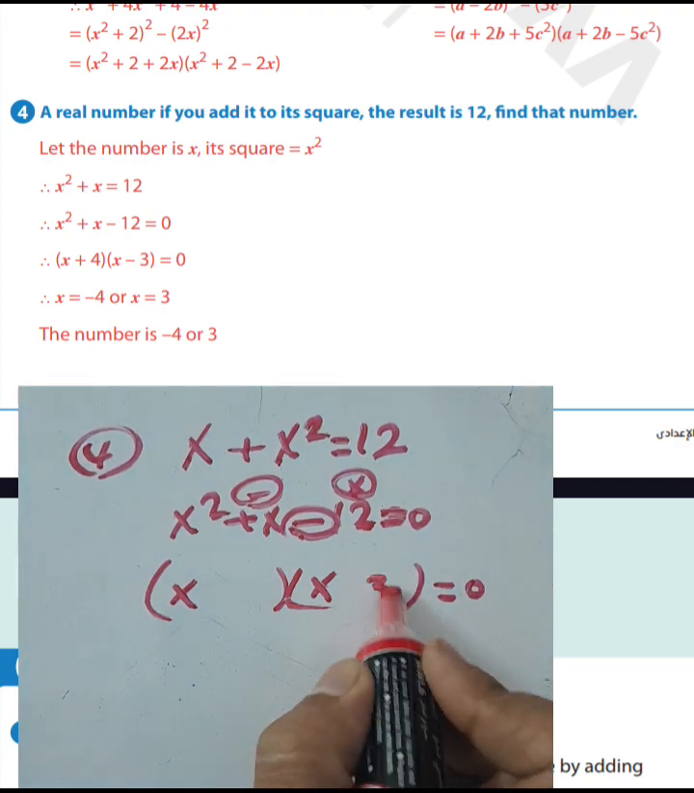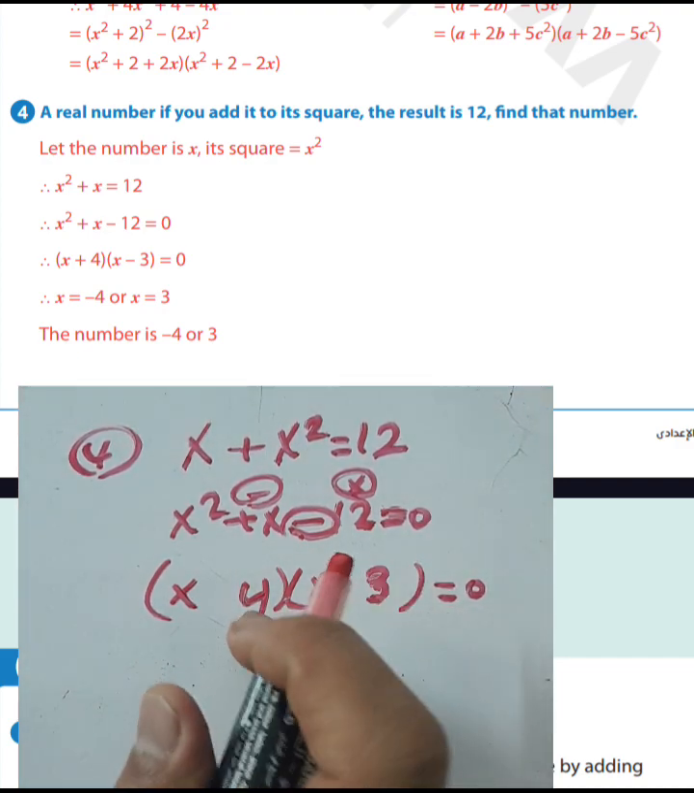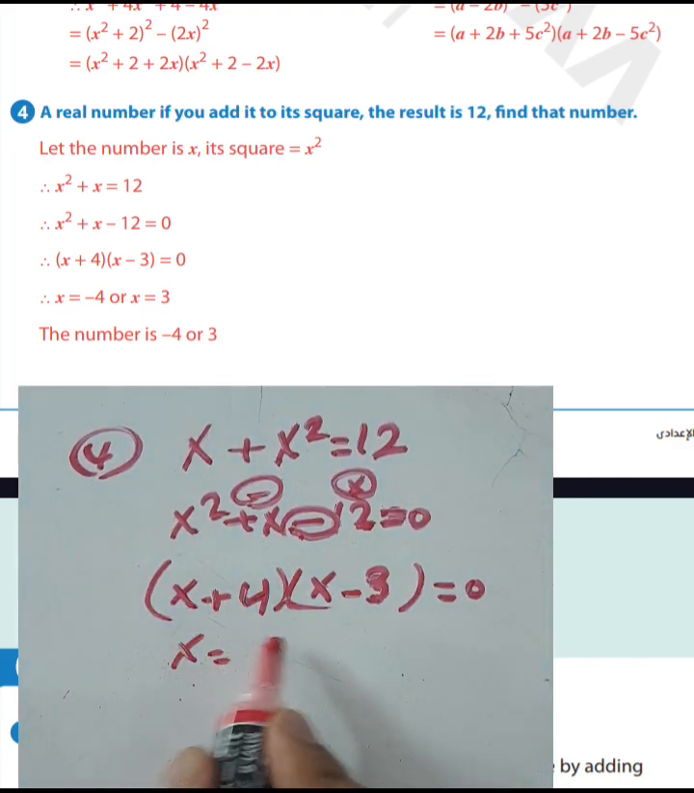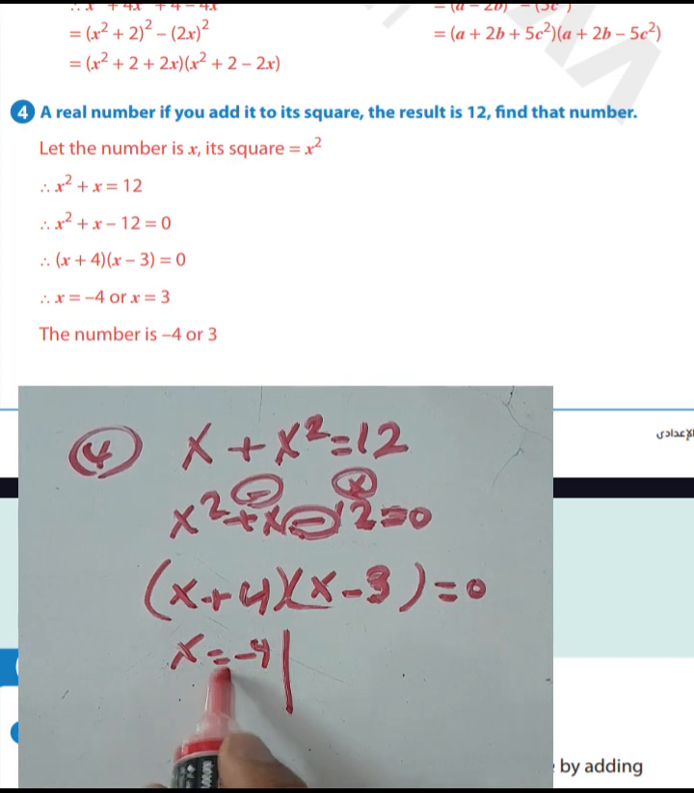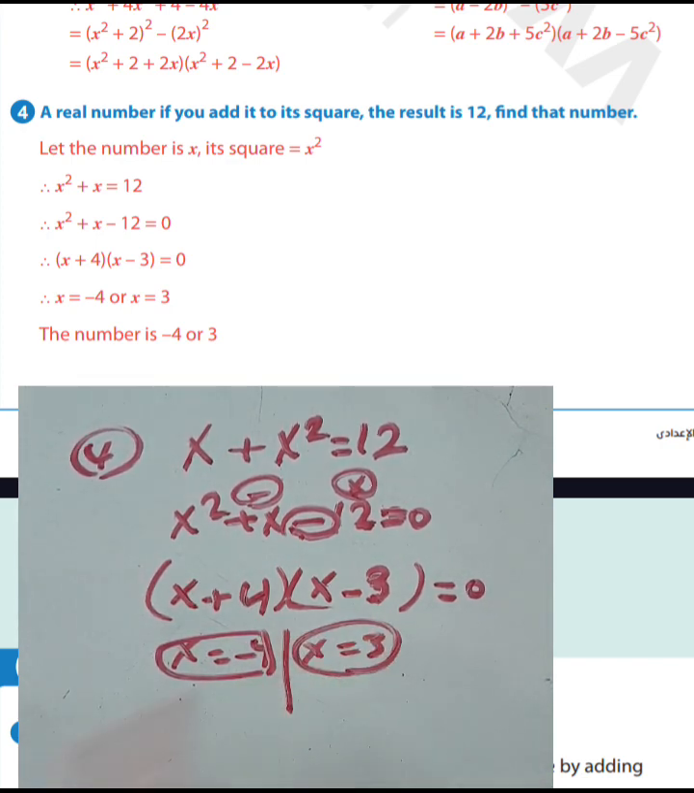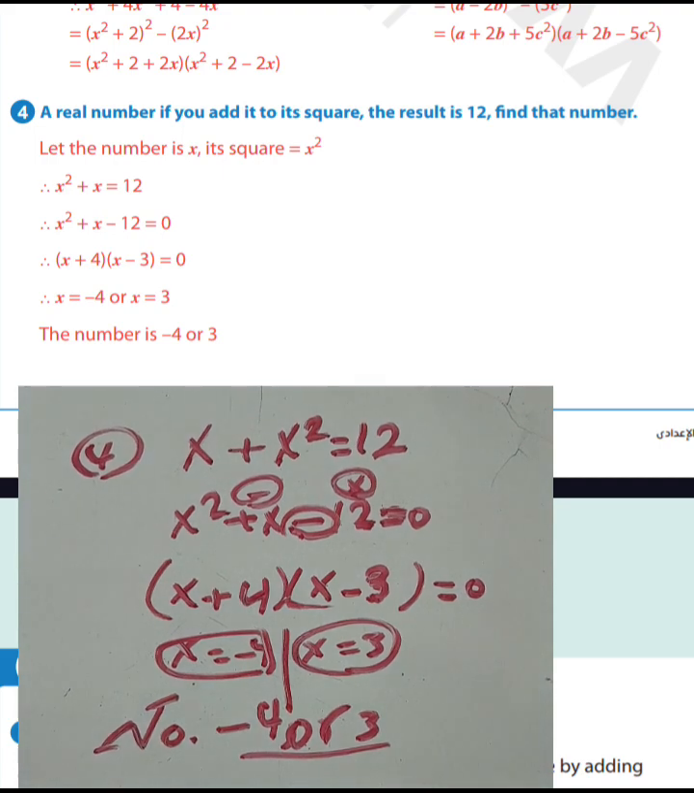It will be 3 product by 4 equal 12, and the sign of the bigger number, like the middle, is negative. Then x plus 4 equals 0, then x will be negative 4, and x minus 3 equals 0, then the value of x equals 3. Then the solution set, or the number, will be negative 4 or 3. We have two solutions for this example.